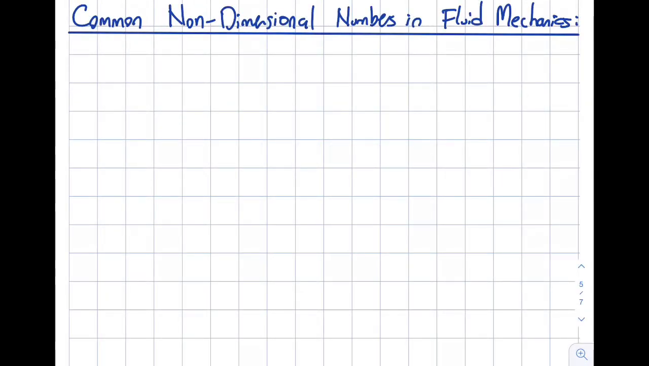In this session, I will focus on the common non-dimensional numbers in fluid mechanics. There are many different non-dimensional numbers in fluid mechanics, but I will be focusing on the top 5 or 6 of them. Okay, let's start. The first one is called the Reynolds number.